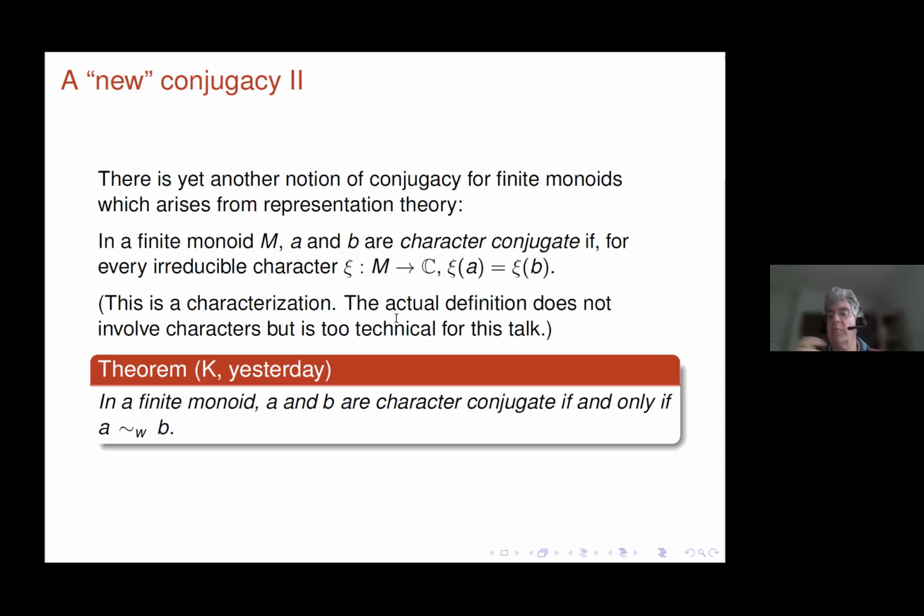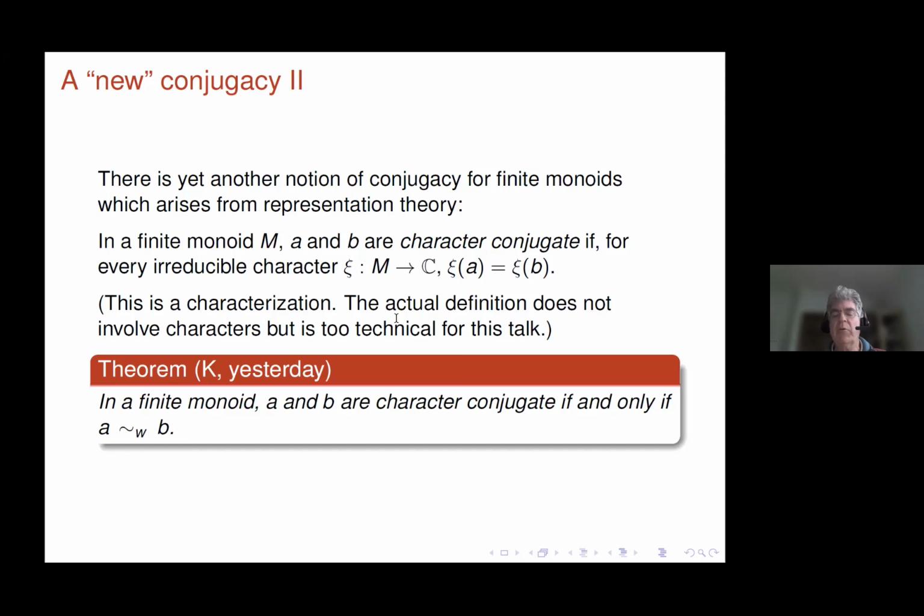You take an irreducible representation, a finite dimensional one, over a complex valued vector space, and then you take the trace of your representation matrices. So for every such representation, if the corresponding characters agree on the elements, that's called character conjugacy. And it's well known that for finite groups, this is equivalent to conjugacy.